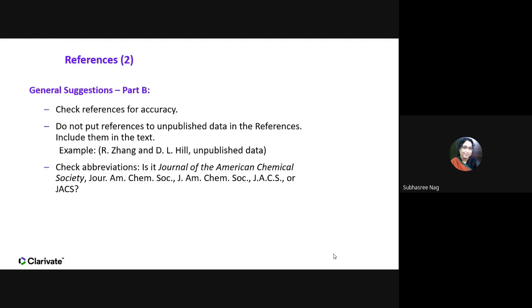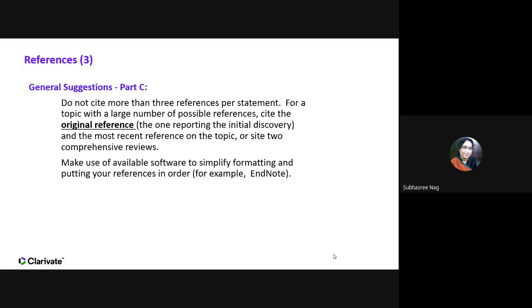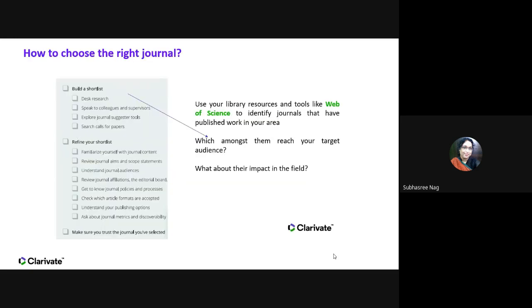Check references for accuracy. Do not put references to unpublished data. Very important. You can put unpublished data in the body, but in your bibliography, there should not be any mention of unpublished data. Do not cite more than 3 references together. I've already talked about this, citation dumping.